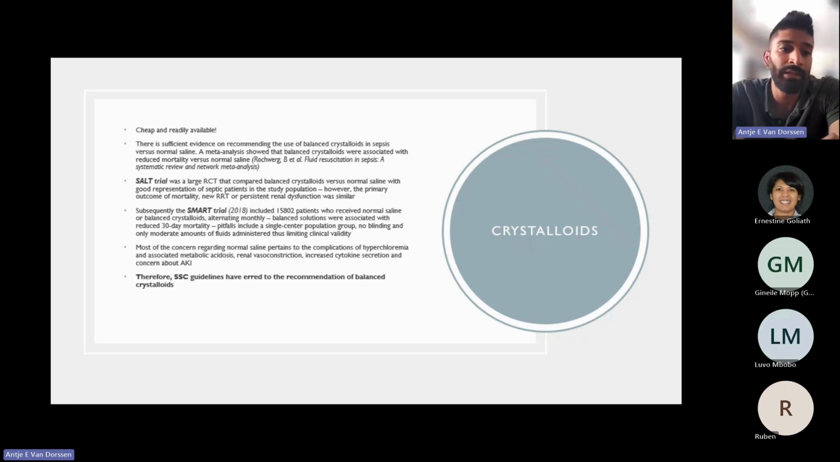Most of the concern regarding normal saline pertains to the complications of hyperchloremia and also the associated metabolic acidosis with the excess chloride administration, concern about renal vasoconstriction, as well as increased cytokine secretion, and concern about acute kidney injury. Therefore, the guidelines have erred on the side of recommending balanced crystalloids.